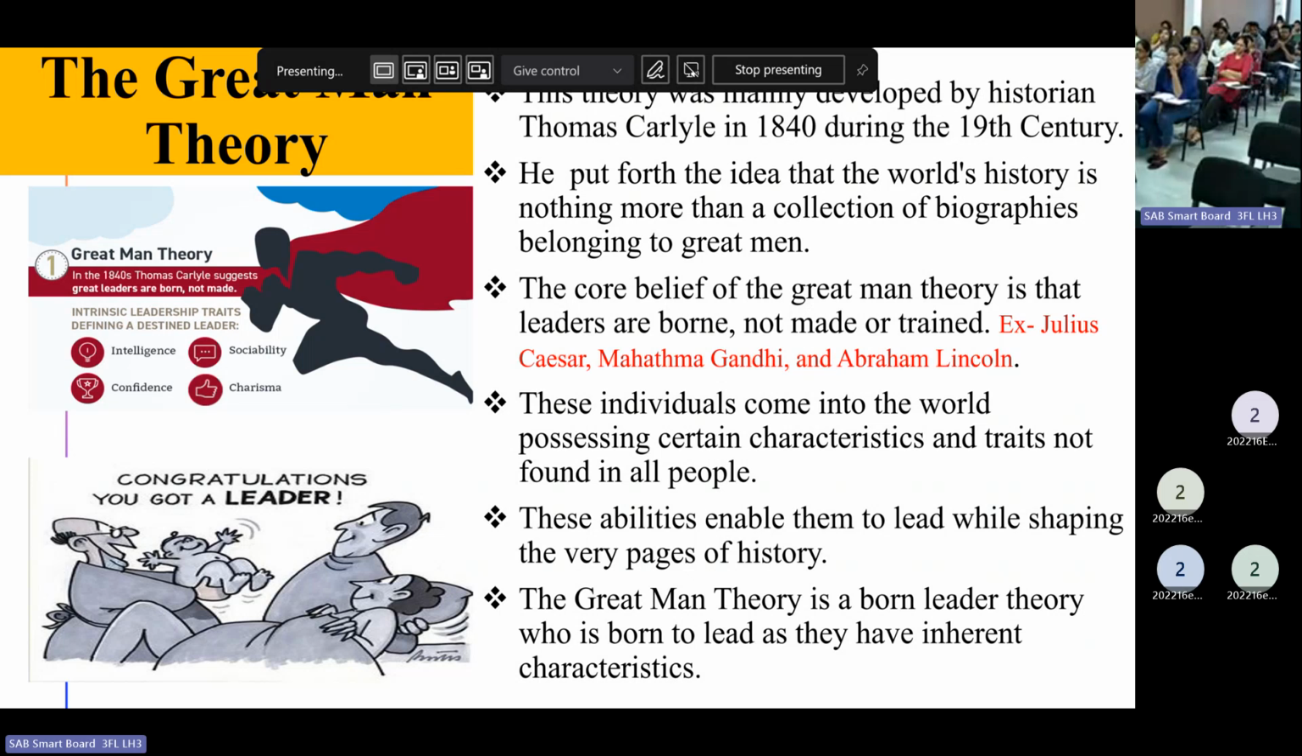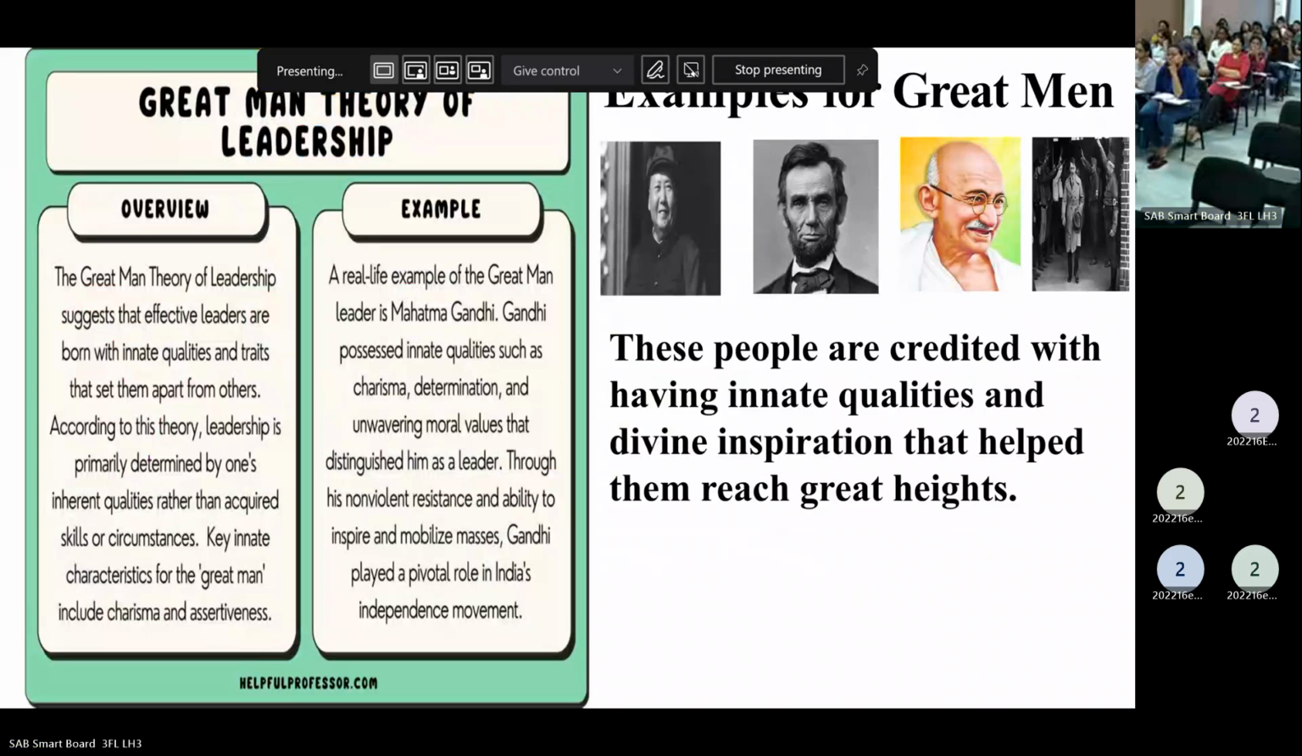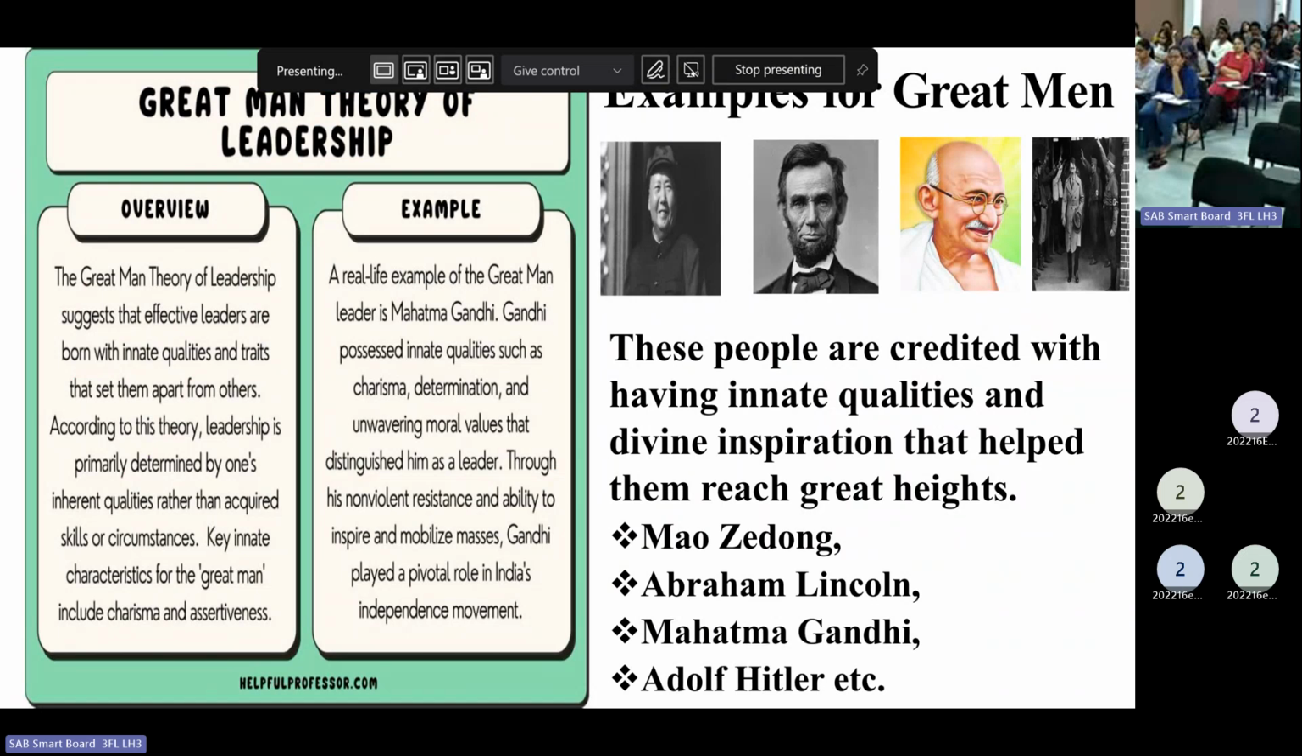Then that philosophy came out. These are the people: Mao Zedong, Abraham Lincoln, Gandhi, and Hitler. These people were created with innate qualities, inborn, divine inspiration that came to be the great guys. So this was the great man theory belief. Any question, please ask.